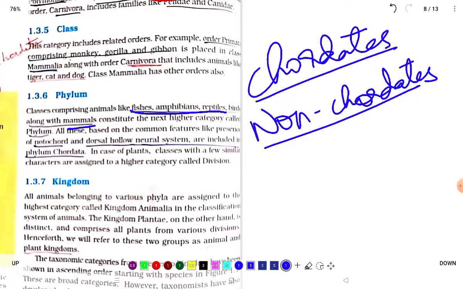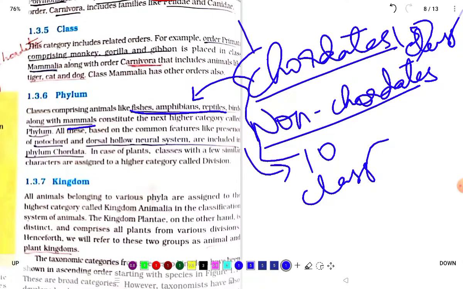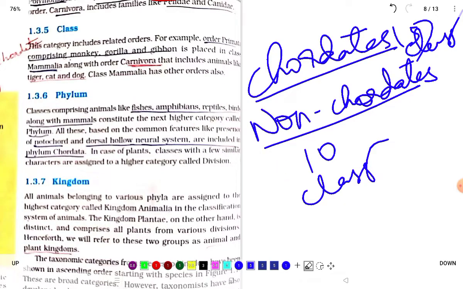So chordates have these classes, and in a similar way non-chordates have 9 classes, I think. So sponges, cnidarians, ctenophora, annelids, arthropods, platyhelminthes, aschelminthes, mollusca, echinodermata, hemichordata. Here it is 5. So these are the classes, and these are the two phyla in the animal kingdom. We will be learning all these in the animal kingdom, so don't get worried about it. If you want, you can make a note of it.